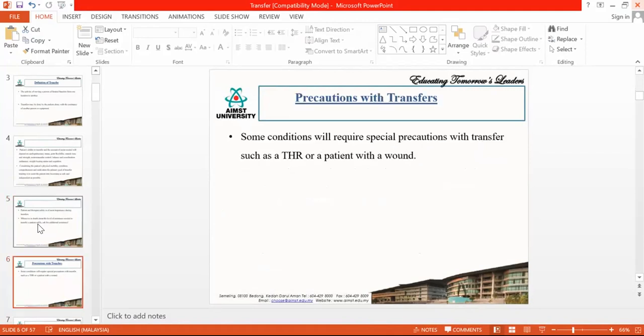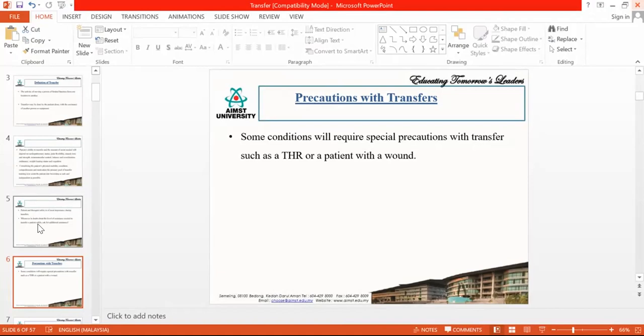Okay, so according to this only you will be deciding. So before going into the types of the transfer, we will see some of the other aspects. The first thing is, whenever you're transferring the patient, you need to see whether the patient has any special consideration. Special consideration means some of the patients might have undergone some surgeries.